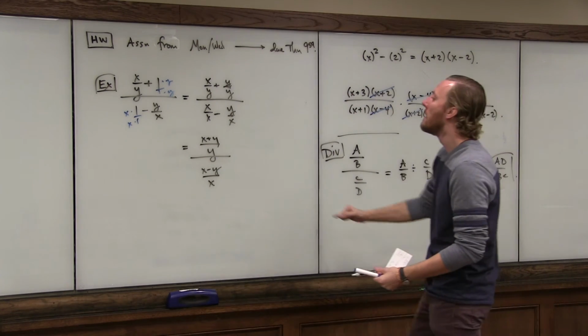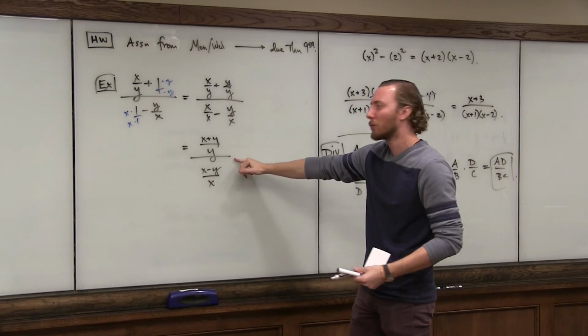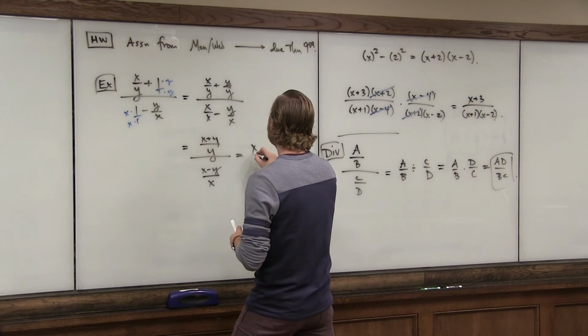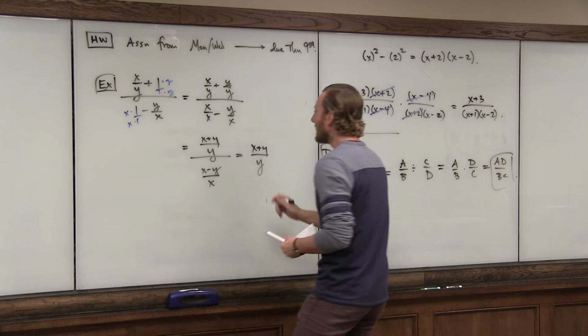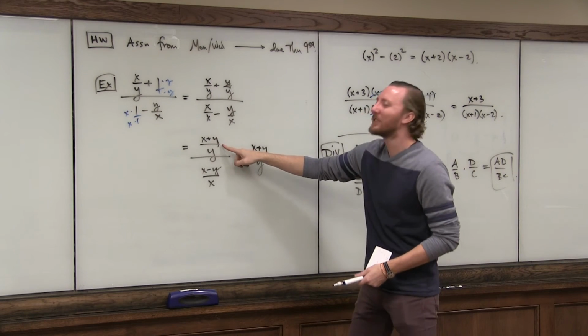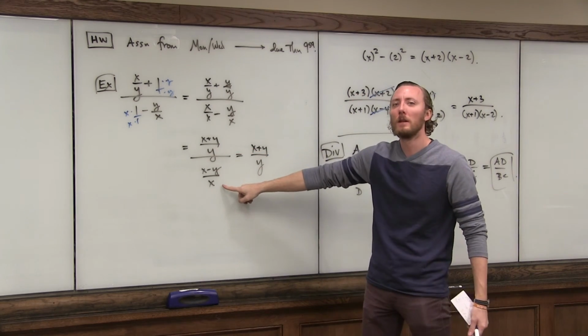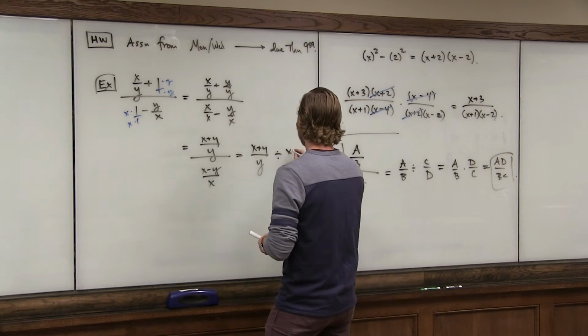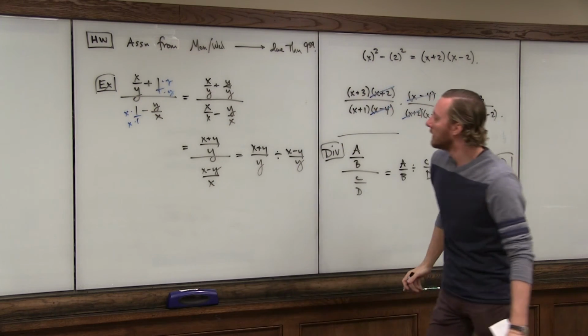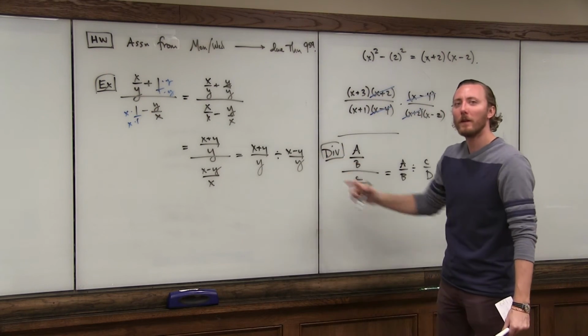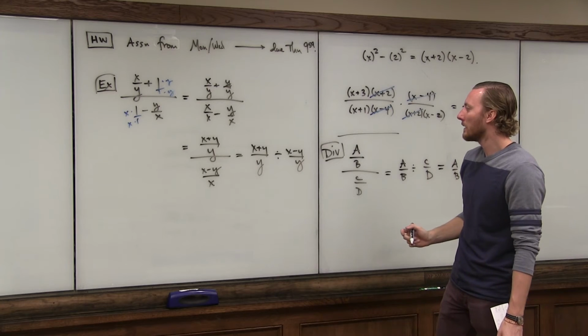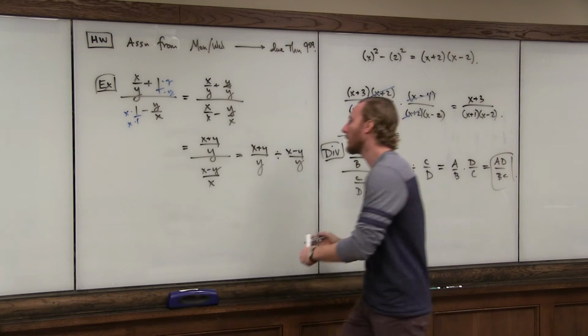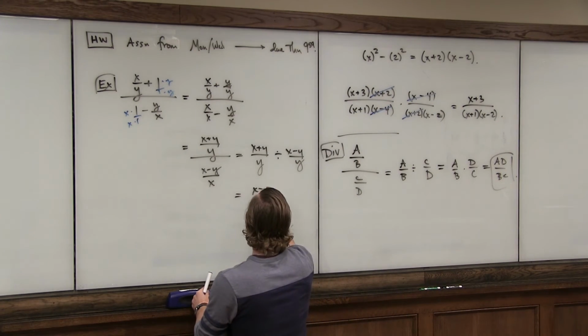Intimidating as it may look, interpret the fraction bar in between as division, and all you have is x plus y over y divided by what's downstairs. But you know how to work with division of fractions. Multiplication, the inverse operation to division, just multiply by the inverse.